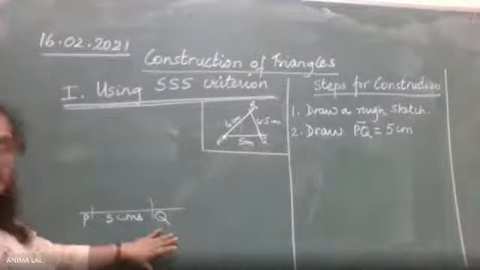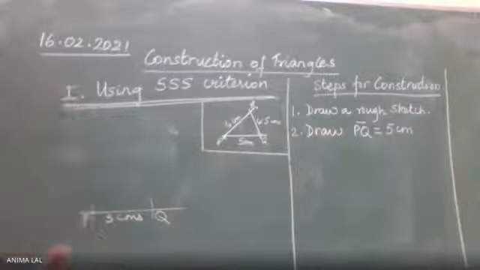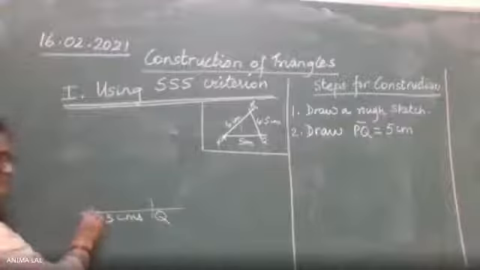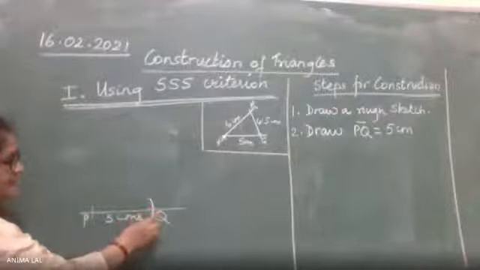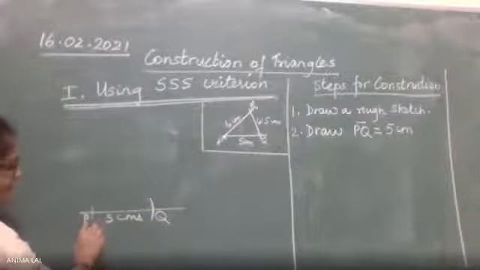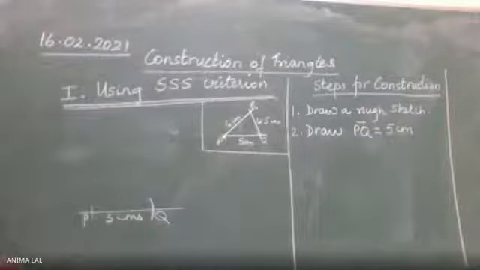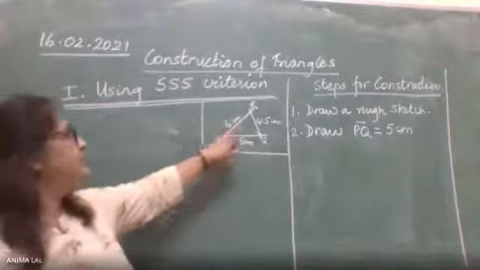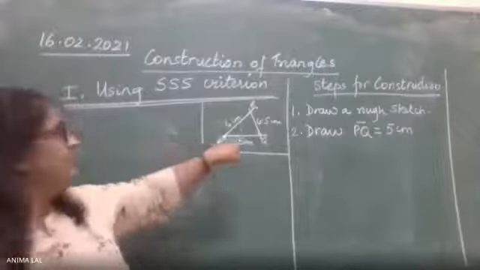Okay? Measure 5 centimeters with your compass. Put the compass point at P. Draw an arc cutting the line to get point Q. The distance between P and Q is 5 centimeters. Now next is, let us take PR. You can take PR or QR, anyone. Let me start with PR.